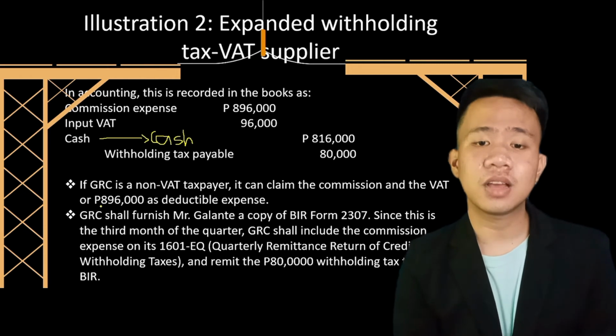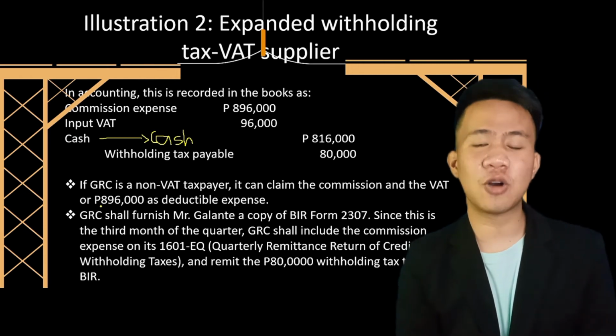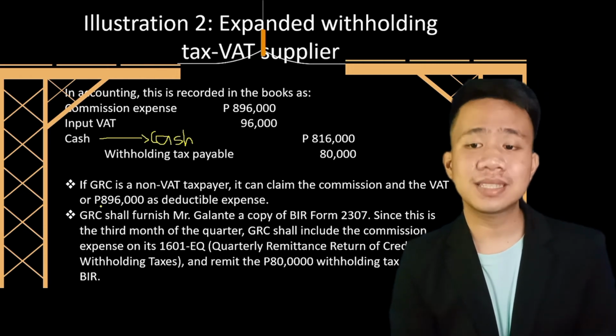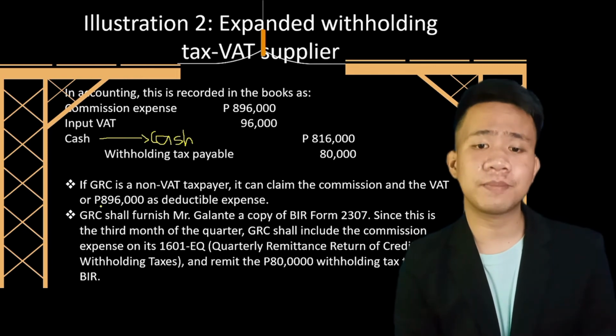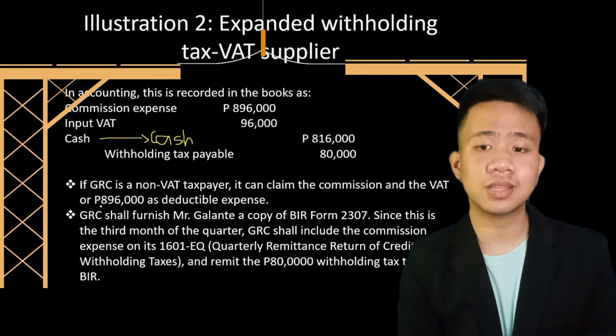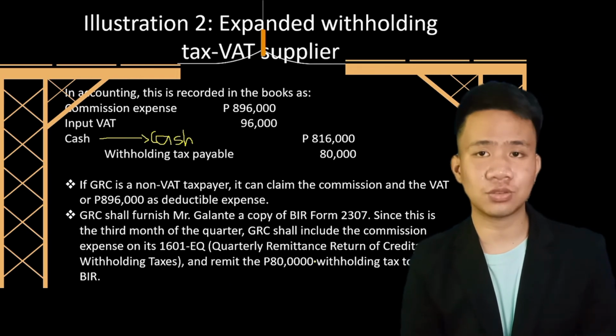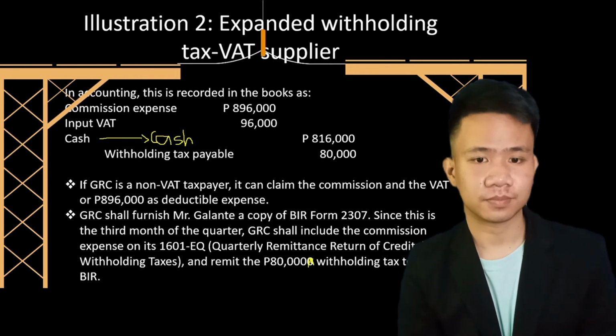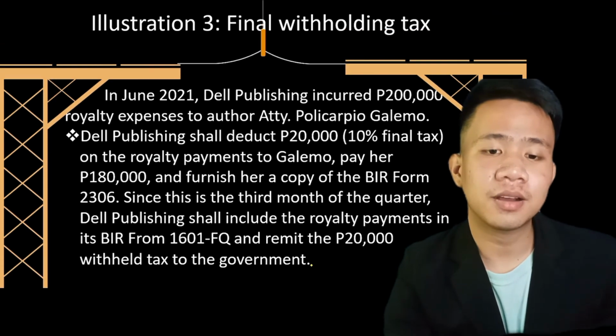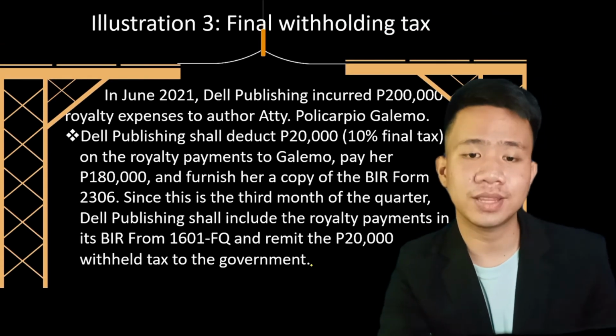GRC shall include the commission expense on its 1601 EQ or quarterly remittance return of creditable withholding taxes and remit the 80 pesos withholding tax to the BIR. So let's proceed with the illustration 3, the final withholding tax.